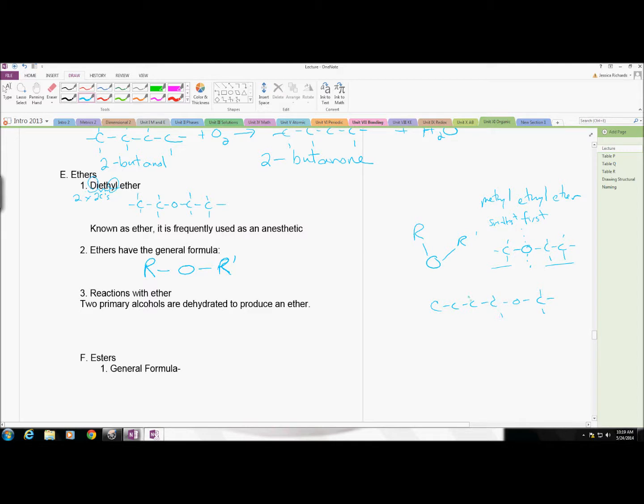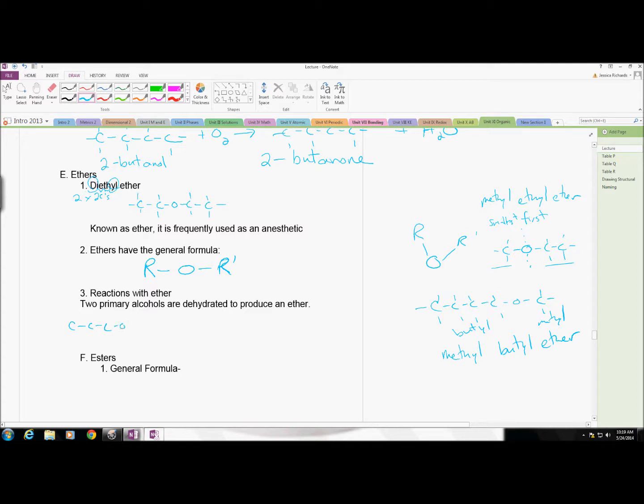the molecule. So if I had something like this guy down here, 4 is butyl, 1 is methyl. So when I name this guy, it would be methyl butyl ether. They're made by dehydrating 2 primary alcohols.